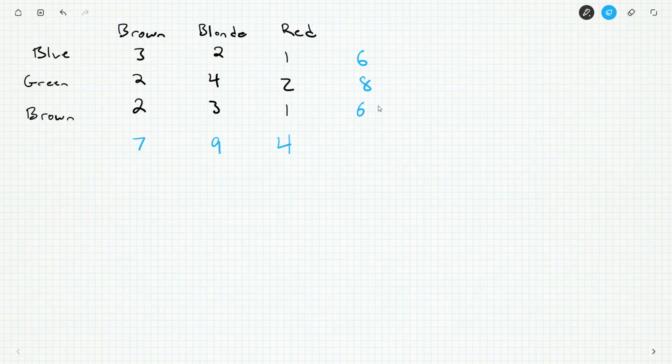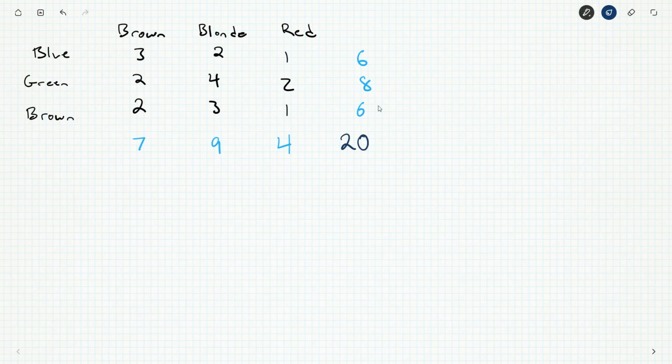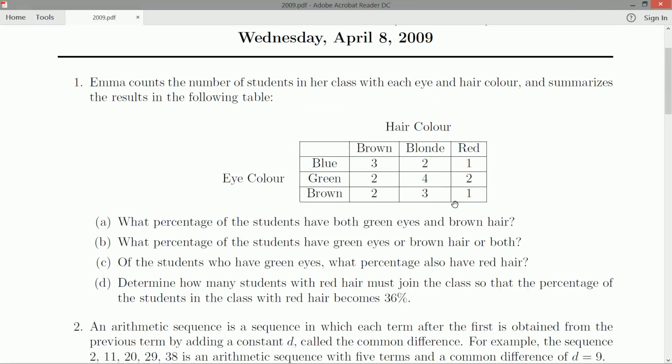Now, if I want the total number of students, I don't add up both of these sets of numbers. I just pick one and add it up. 6, 8, 6, that's going to be 20. 7, 9, 4 is 20 as well. So either way we add it up, we get 20 students in total. That wasn't given to us, so we did have to work out the 20. So having the chart there, having those numbers there, and concluding that there are 20 students would probably be worth a mark here, for translating the table data into real numbers that we're going to work with.